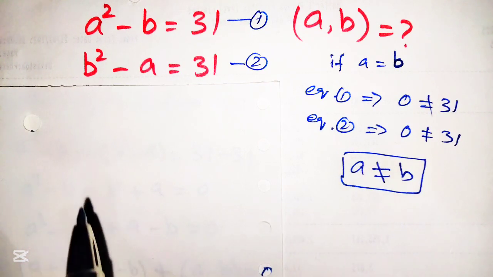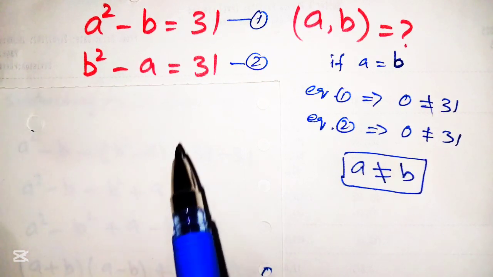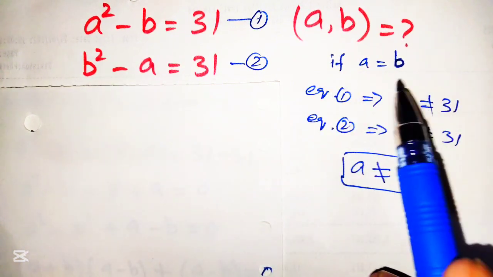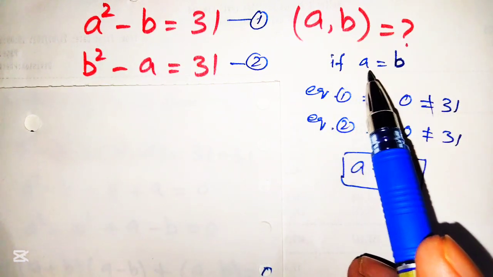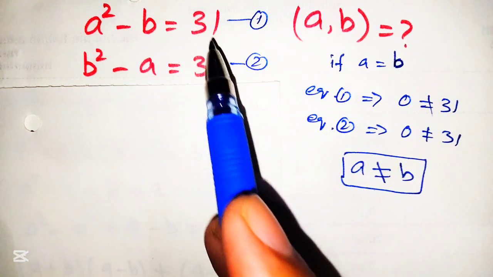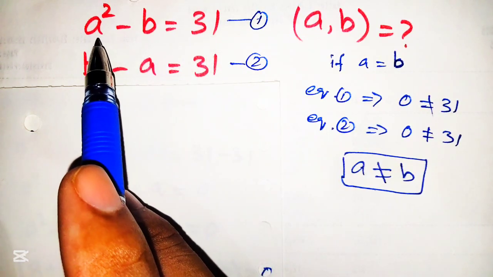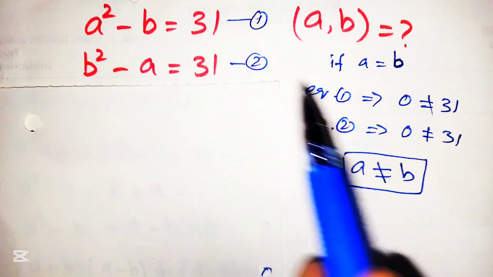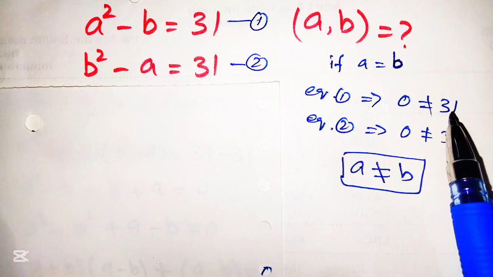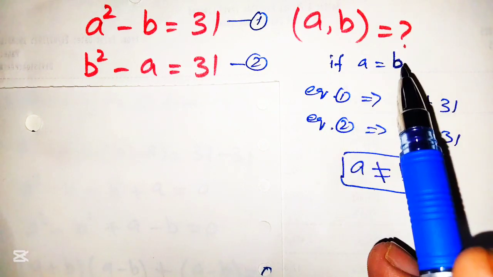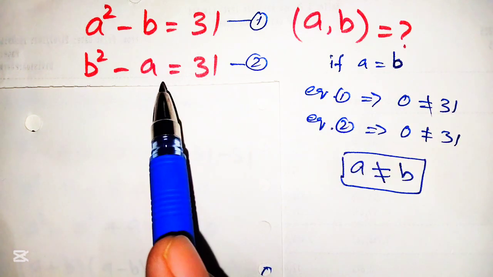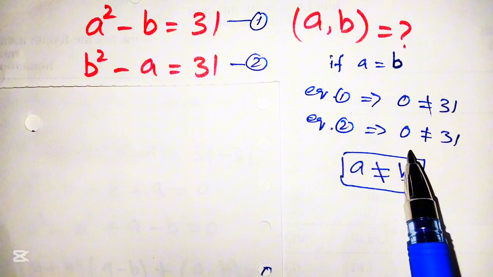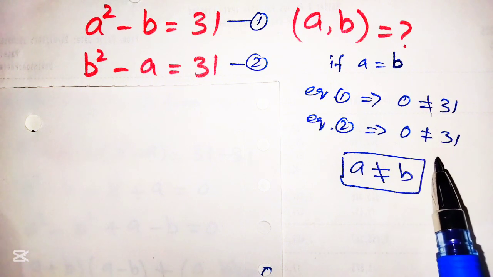Before we start our solution, from these two equations we can see that if a is equal to b, then putting this value in equation number 1, the left-hand side of the equation becomes 0, which is equal to 31, which is not possible. Similarly, if we put a = b in equation number 2, then again the left-hand side becomes 0, which is equal to 31, which is again not possible.